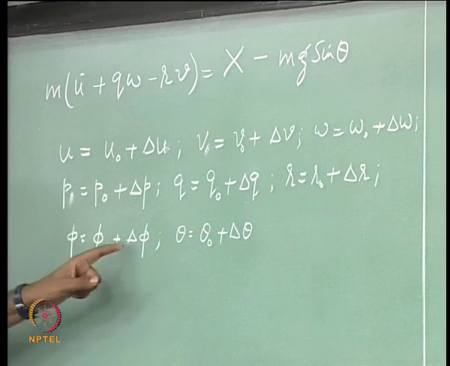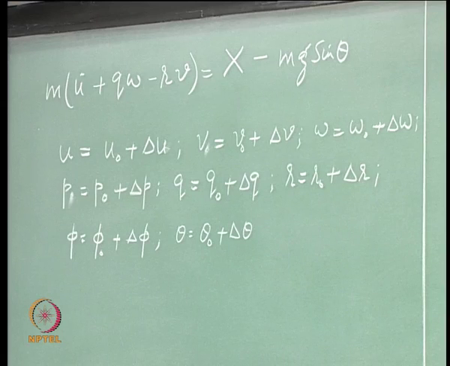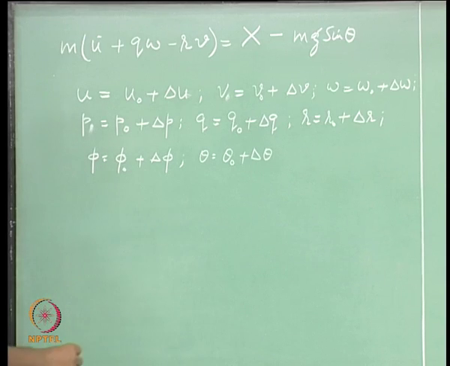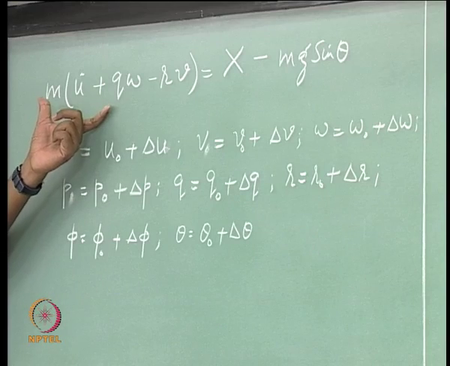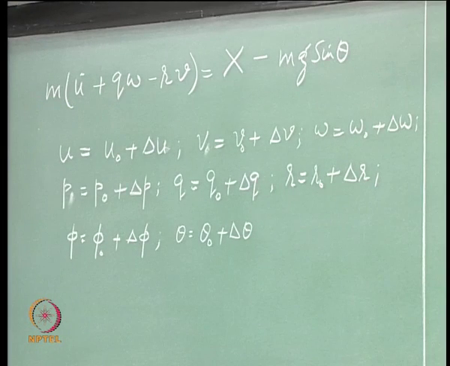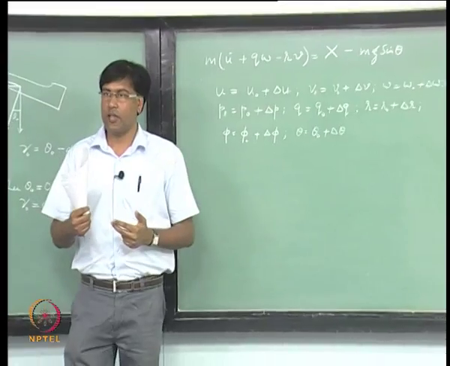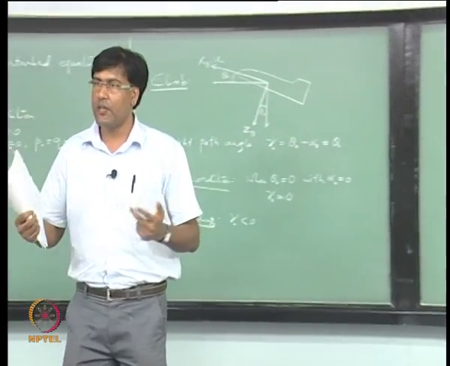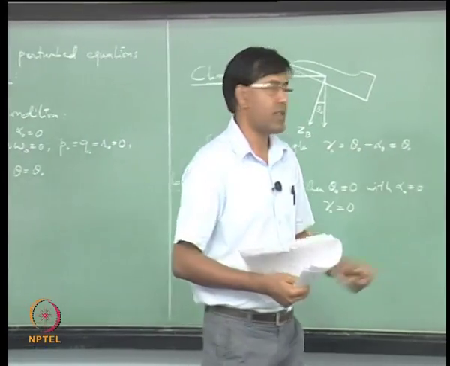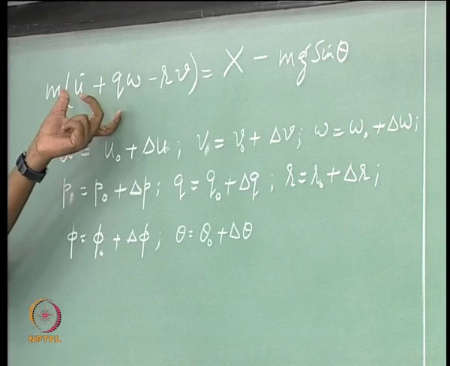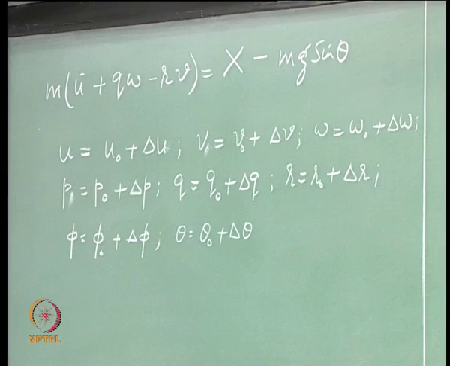Where all delta quantities are perturbations in the variable. So, this equation is for the aircraft motion along the x axis, and is true for any condition, whether it is a perturbed condition or the equilibrium flying condition, is it not? This is the equation of motion for the aircraft motion in any condition.